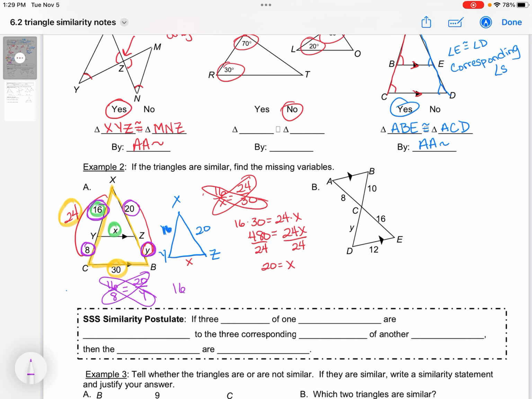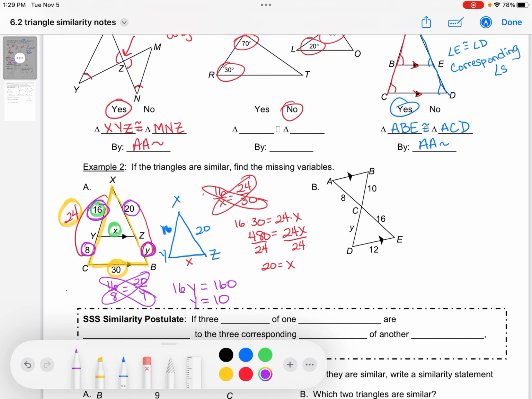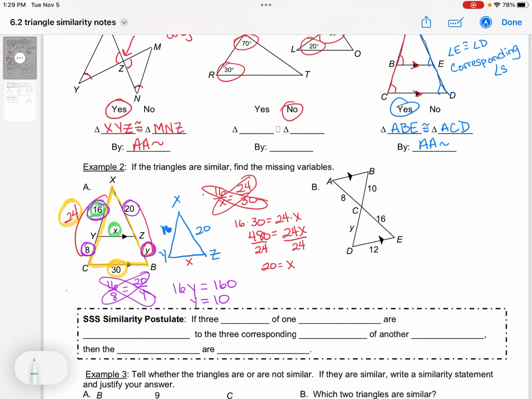So I have 16y, you probably already figured this out, is 160. So y equals 10, which makes sense because I'm going to run out of colors. Half of 16 is 8, half of 20 is 10. So 10 is correct. So we have this answer. And we have this answer.